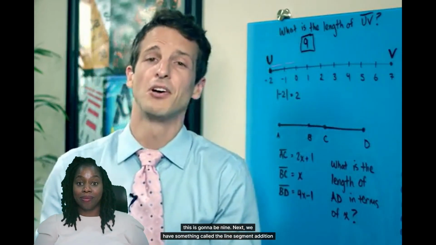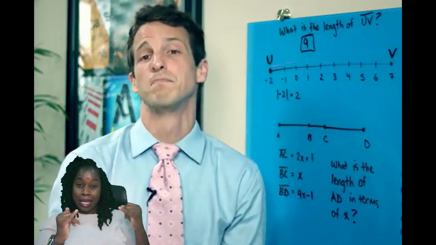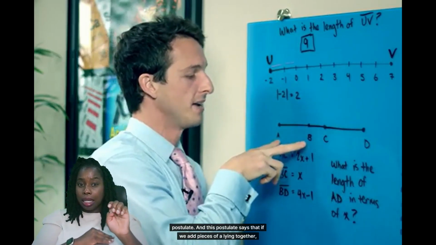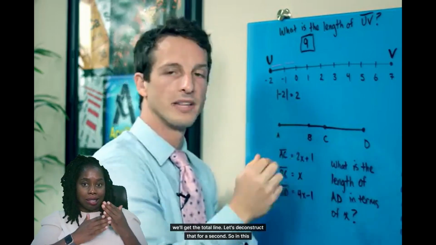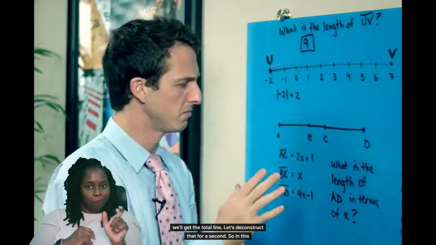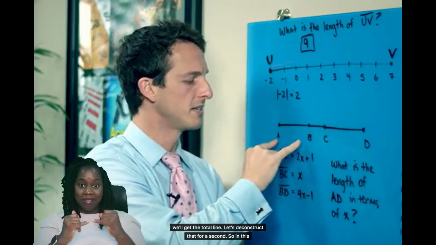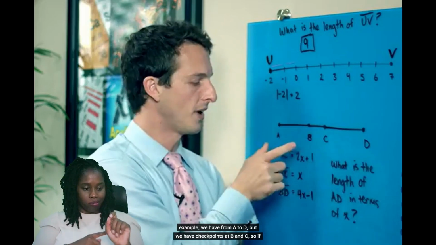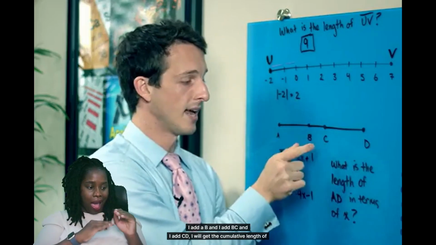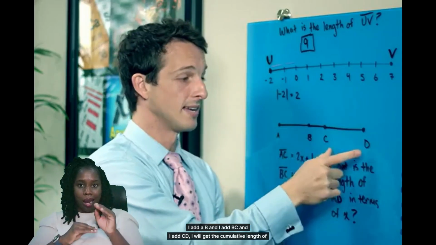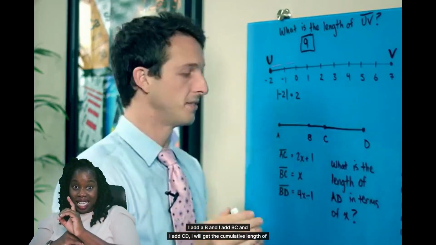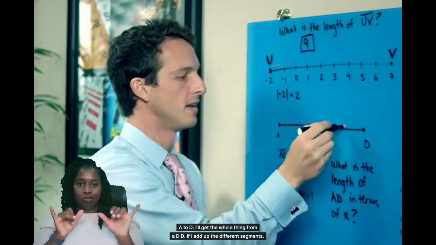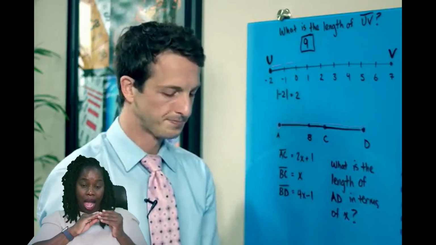Next, we have something called the line segment addition postulate. And this postulate says that if we add pieces of a line together, we'll get the total line. Let's deconstruct that for a second. So in this example, we have from A to D, but we have checkpoints at B and C. So if I add AB, and I add BC, and I add CD, I will get the cumulative length of A to D. Right? I'll get the whole thing from A to D if I add up the different segments.